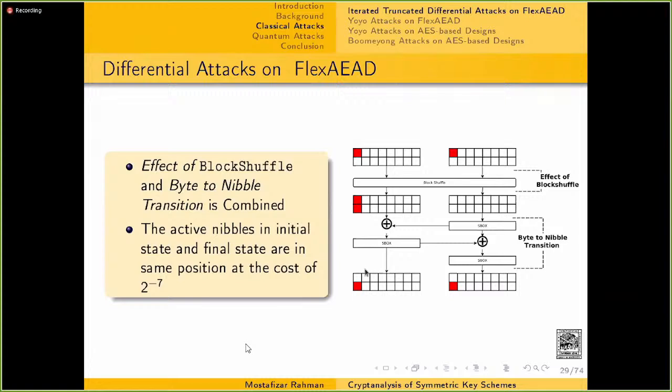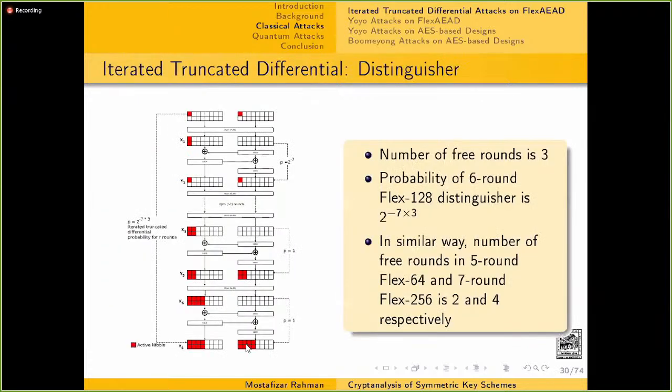So we can actually repeat this process multiple number of times, and this is how we are getting the iterated truncated differentials. So this is our iterated truncated differential. We are repeating the same process multiple number of times, and for increasing the probability, we have kept some number of rounds at the end free to get a better probability. And this is the iterated truncated differential for 6 rounds of Flex 128. In a similar way, we have also found the distinguishers for Flex 64 and Flex 256.